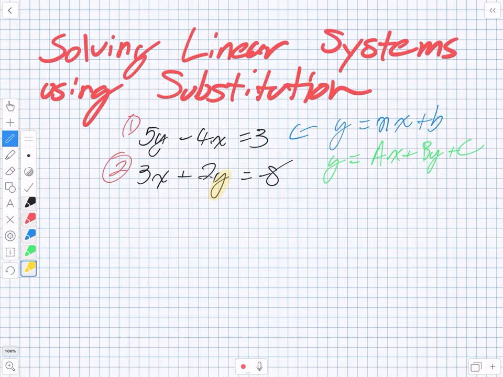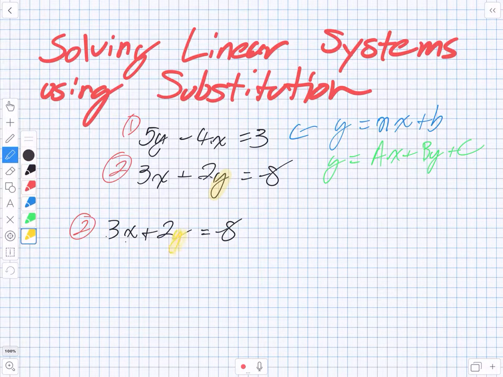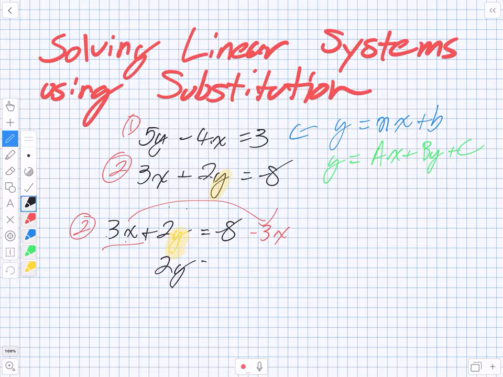So what we're going to do is rearrange equation number 2. So we take equation 2, and let's start rearranging. It starts with 3x plus 2y equals negative 8. Great. The goal, like we said, is to isolate for y. So the very next step is to move our 3x to the other side. When you move it to the other side, it's going to be a negative 3x. So the equation will now look like this: 2y is equal to negative 8 minus 3x.